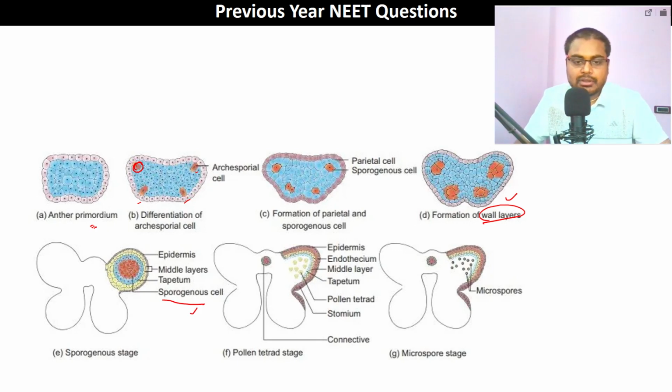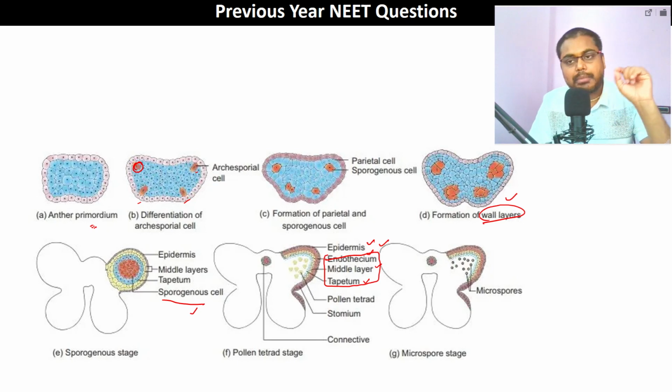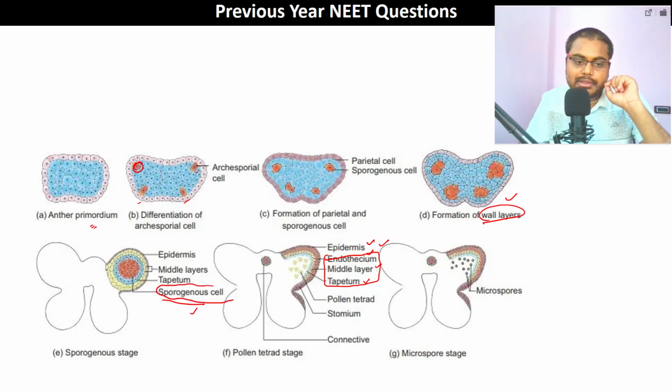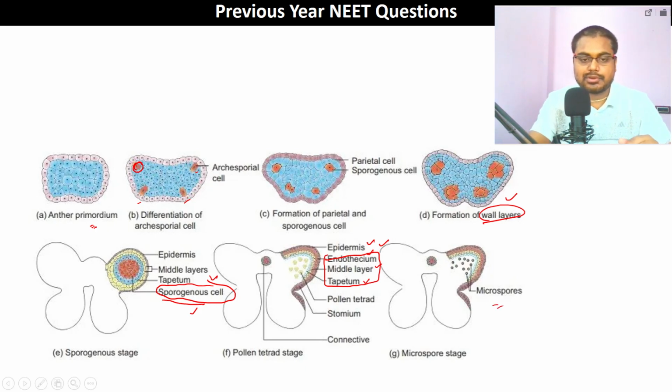Okay, so then we see the epidermis, the endothecium, the middle layer, the tapetum. These 3 layers, endothecium, middle layer and the tapetum, are formed from the archesporial cell, because the epidermis is there right from the beginning itself. These 3 layers are formed by the archesporial cell, and the sporogenous cell is also formed by the archesporial cell. Okay, and then microspores are formed.